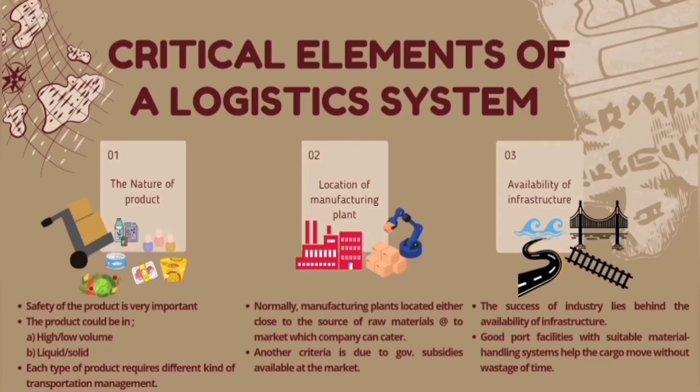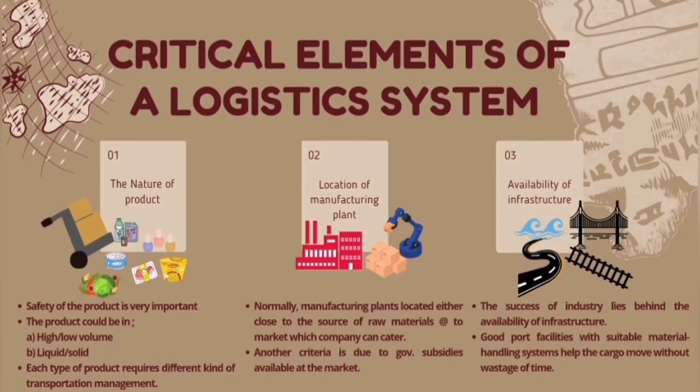Second is the location of manufacturing plants. Normally, manufacturing plants are located either close to the source of raw materials or close to the market which the company can cater to. Another criterion for choosing the plant's location is the government subsidies available at the location.